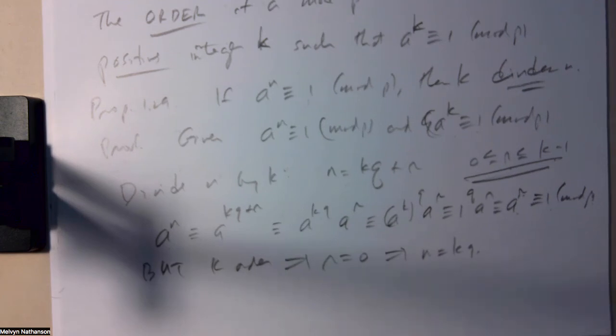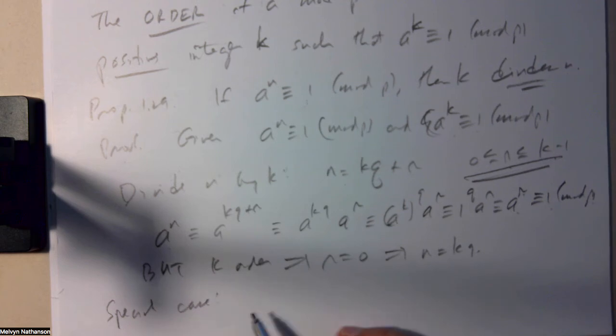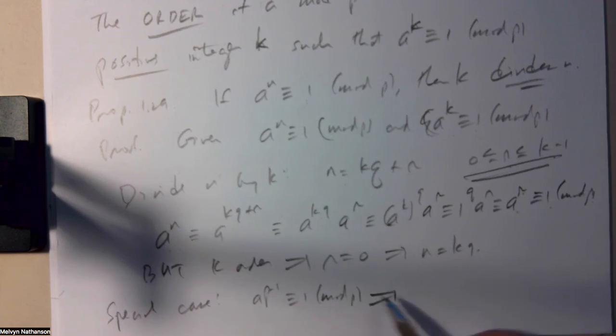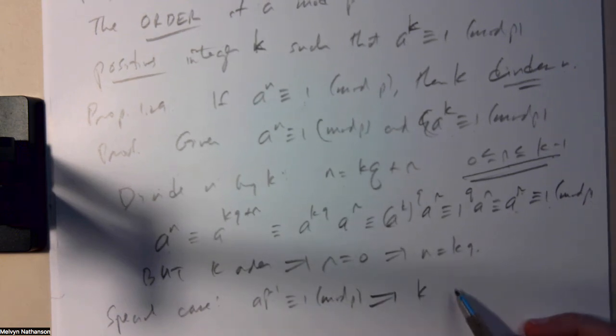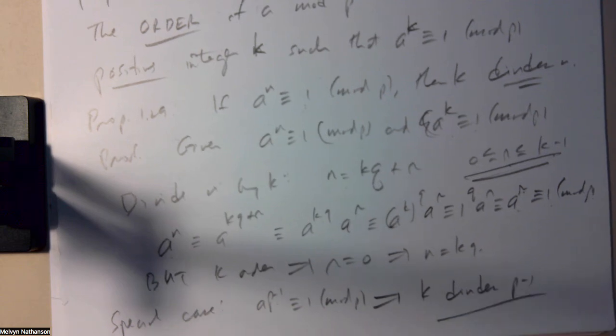So if k is the order of a mod p, and a to the n is congruent to 1 mod p, k divides n. As a special case, we know by Fermat's theorem that a to the p minus 1 is congruent to 1 mod p. So just take p minus 1 to be equal to n. So k divides p minus 1.